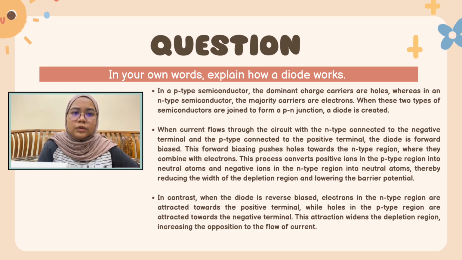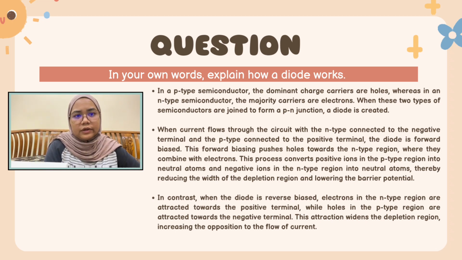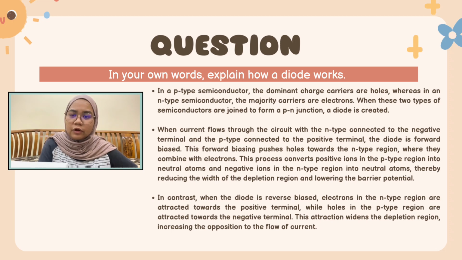This forward biasing pushes holes towards the n-type region where they combine with electrons. This process converts a positive ion in the p-type region into a neutral atom and a negative ion in the n-type region into a neutral atom, thereby reducing the width of the depletion region and lowering the barrier potential. When the diode is reverse biased, electrons in the n-type region are attracted toward the positive terminal, while the holes in the p-type region are attracted to the negative terminal. This attraction widens the depletion region, increasing the opposition to the flow of current.